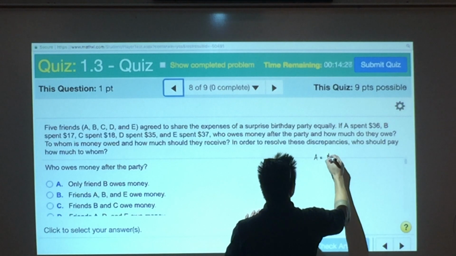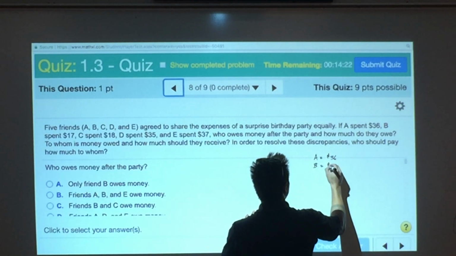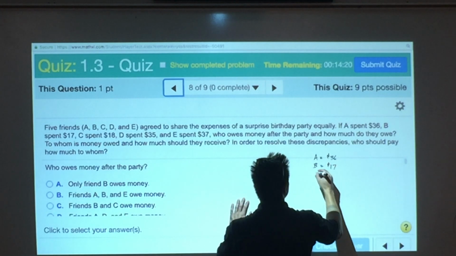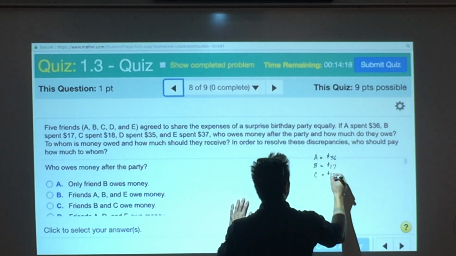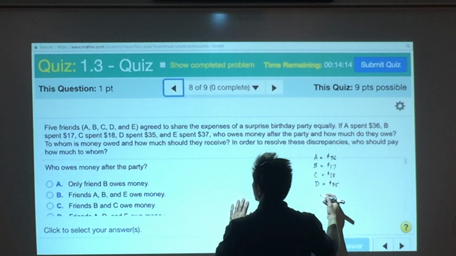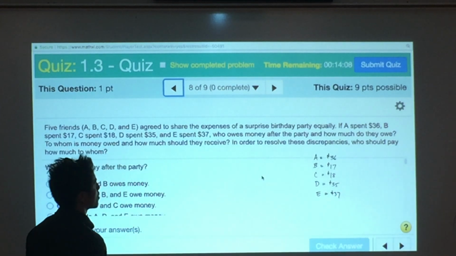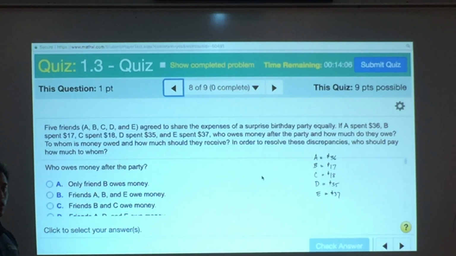So A is 36, B is 17, C is 18, D is 35, and E is 37. Right? Okay, so step 1 is just make sure you've got the amounts written down for what each person contributed.